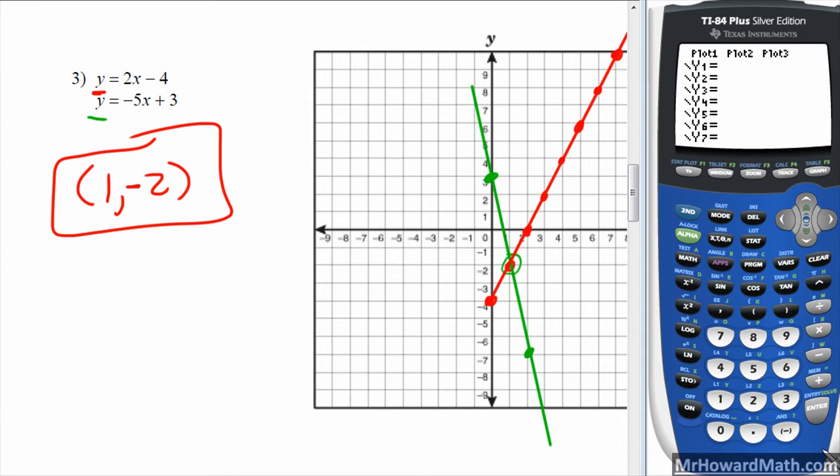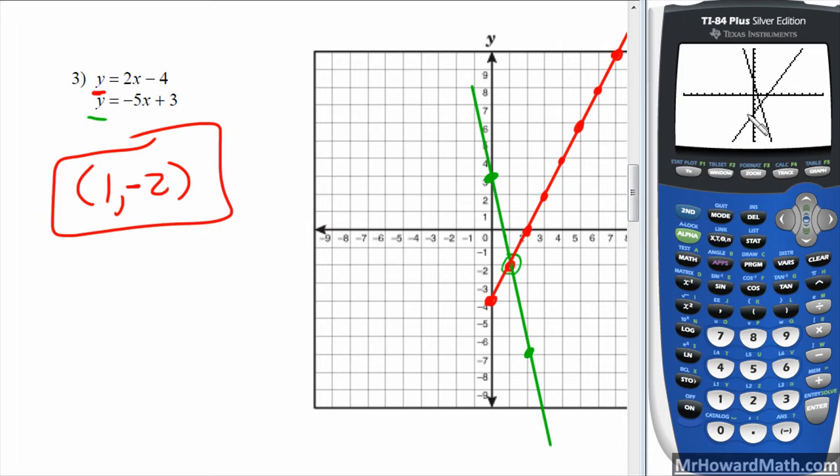Alright, so let's go back to example 3, and I'm going to show you how you can check these with your calculator. So example 3, we had the line 2x minus 4, so I'll put that in y1, and then the other line was -5x plus 3, put that in y2. Now I'll graph it in a standard window, so I'm going to do a zoom 6. You could just hit graph, but if your window's not set right, you might not see it.